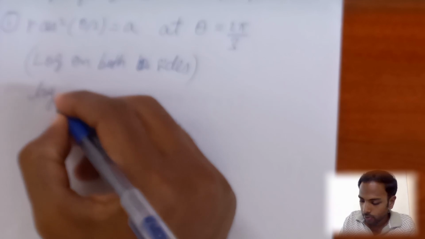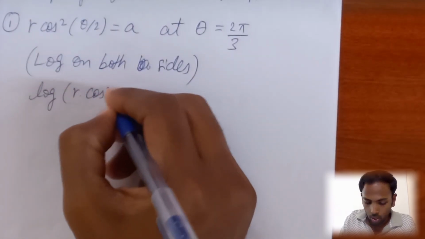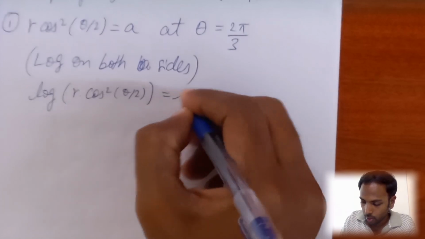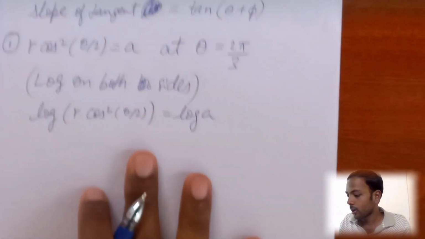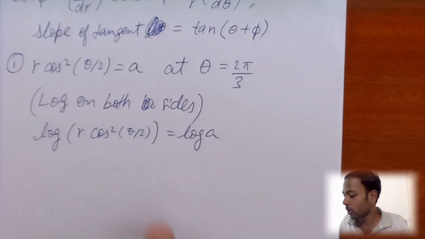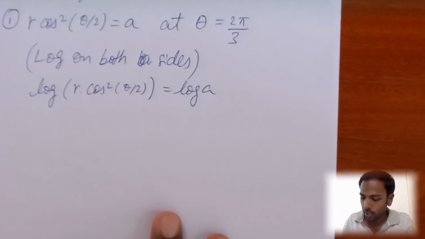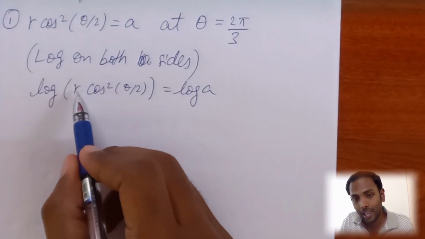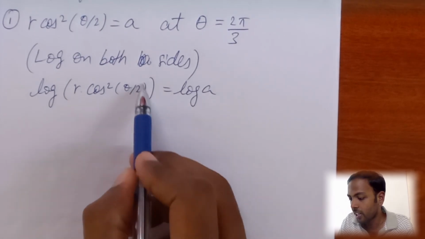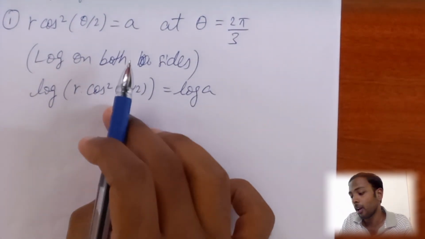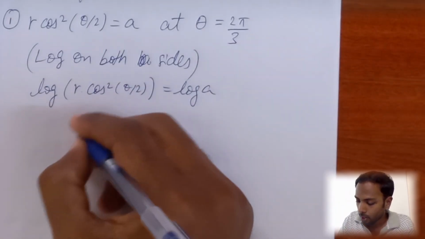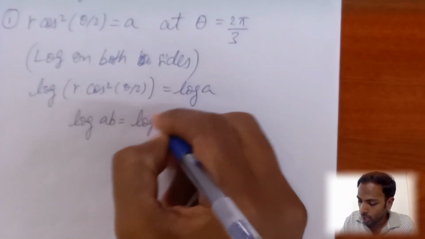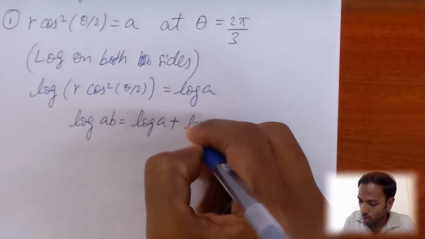So after you take log on both sides, log of r into cos square theta by 2 is equal to log a. Now can you see this is in the form of log of a into b, where a is r and b is cos square theta by 2. So let's apply the log ab formula. Log of ab is equal to log a plus log b.